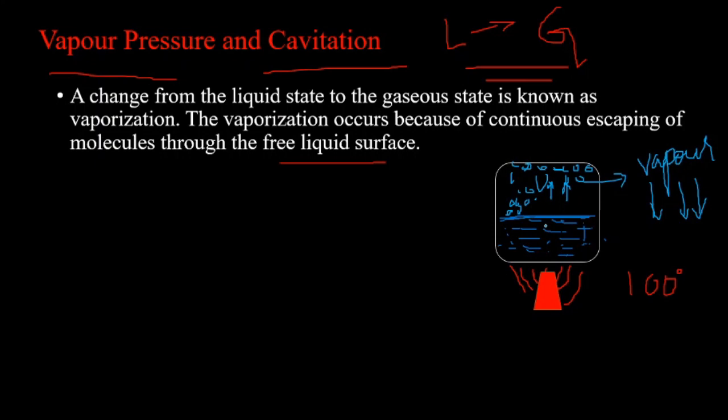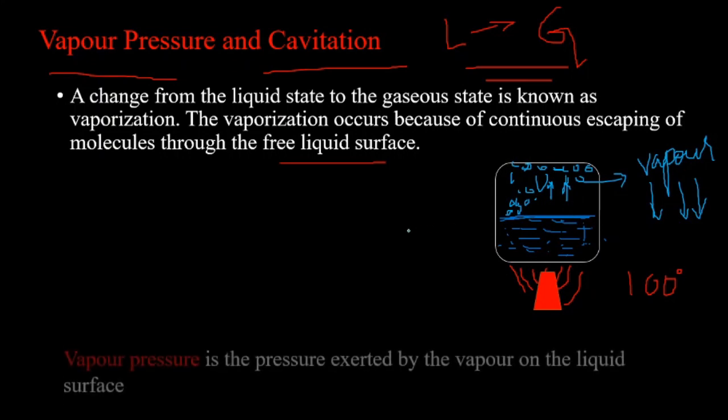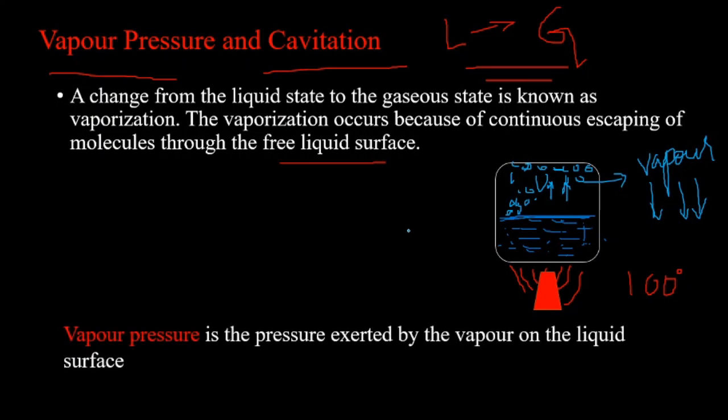or the pressure at which liquid is converted into vapors is also called vapor pressure. Fine, understood. So the pressure created by the vapor molecules on the free liquid surface is known as what? Vapor pressure. So vapor pressure is the pressure exerted by the vapor on the liquid surface. Or you can also write it as the pressure at which the liquid is converted into vapors.